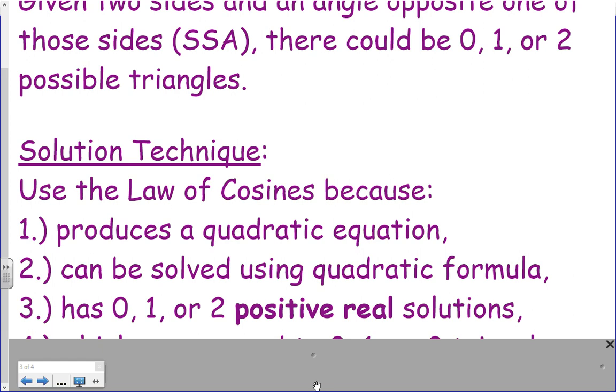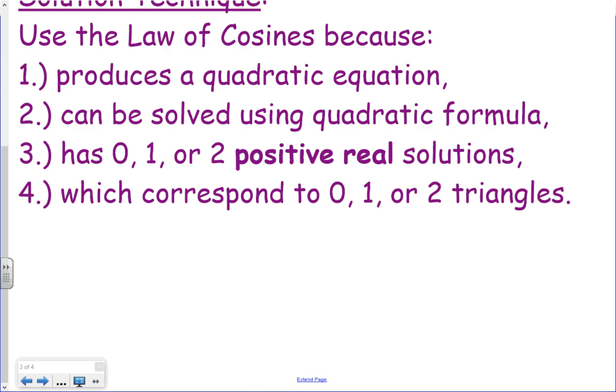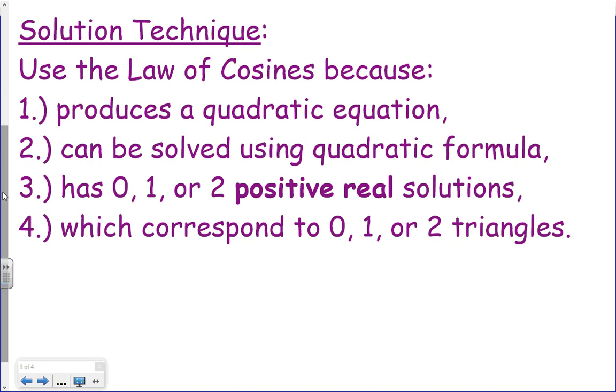And the nice thing is that corresponds to the number of triangles that are possible. If you get 0 positive real solutions, then there's no such triangle. That's the scenario where we made A too short. If there are 2 triangles, that was the third scenario we looked at, when A was between the height of your triangle and the other given side. And when there's 1, there are 2 possibilities. It could be a right triangle, or that third side could be bigger than the other given side. All right, so using law of cosines with the quadratic formula will be a nice way to solve this.